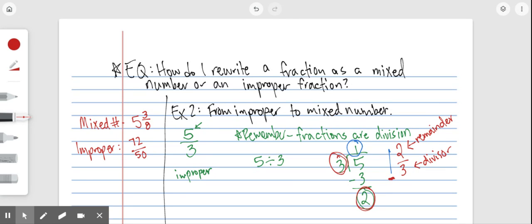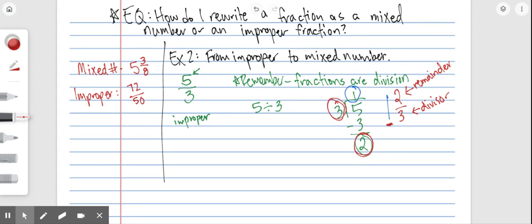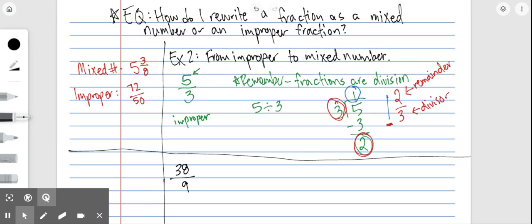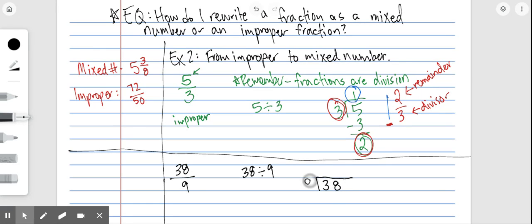Let's try a second one. Take a second, pause this, make sure that you got that down, and we're going to try another one. A little more tricky. We're going to try the improper fraction 38/9. We're going to start by remembering that this is division, so we can rewrite it as 38 divided by 9. Then we write it as a long division problem, 38 on the inside and 9 on the outside. Then we'll do one step at a time.